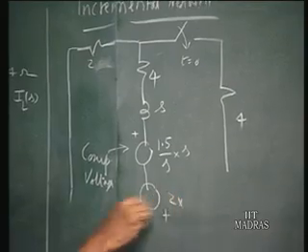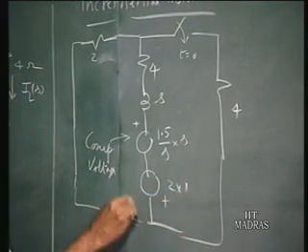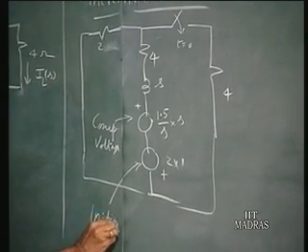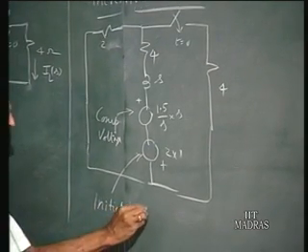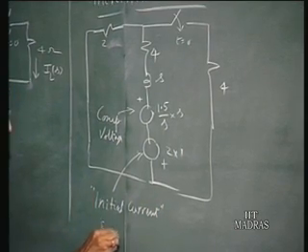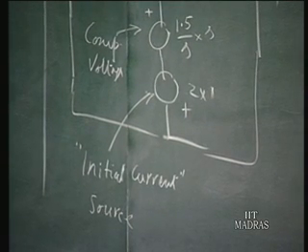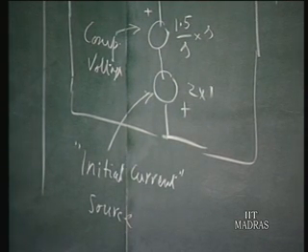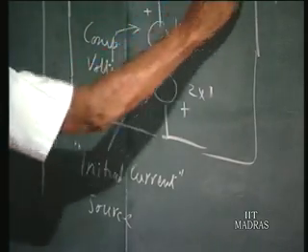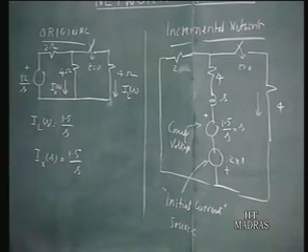2 times inductance, which is 1. So, that voltage should also be there. This is the initial current source. So, the voltage source which represents the initial current in the inductor must also be put in place. So, this is the incremental network, and you can use this incremental network to calculate the current here when the switch is closed, and that current plus this current will be the total current.